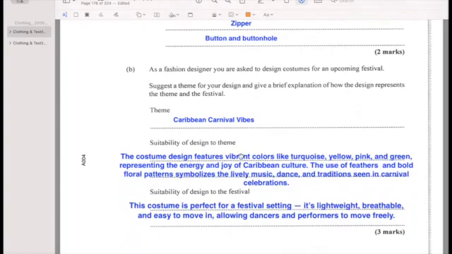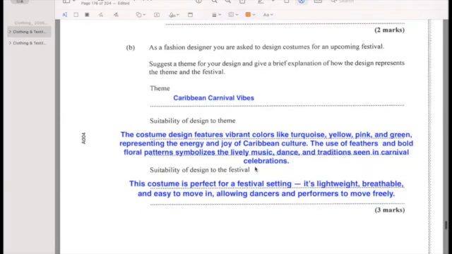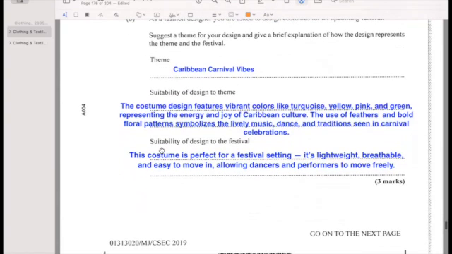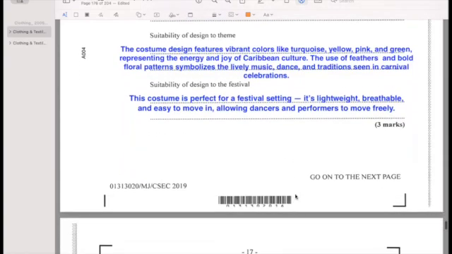What is suitable for this vibrant design is different colors, right? We can use yellow, pink, and green to represent the energy of the Caribbean culture. We can also use feathers to add some design to it. It is suitable for a festival setting. It is lightweight, breathable, and allows easy movement for dancing and performance.